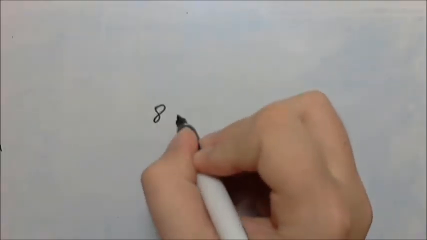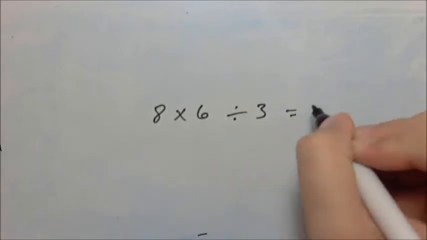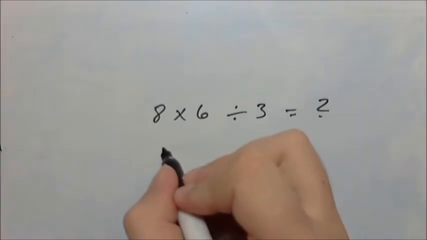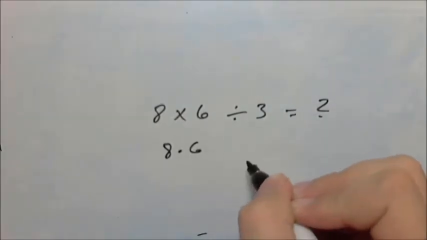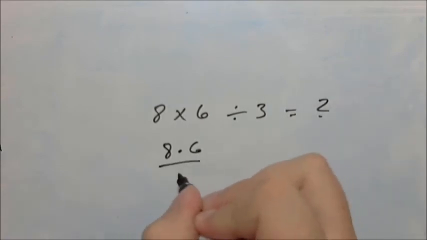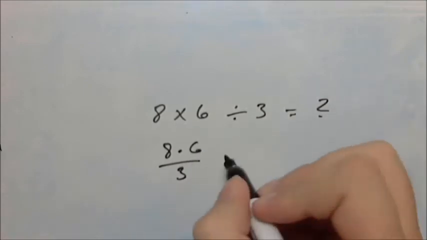Okay, so we're going to do the same problem. We're going to say 8 times 6 divided by 3 equals some number. So how do we calculate that? Well, we take 8 times 6, divided by 3. Well, do we see any numbers in here that we can work with?